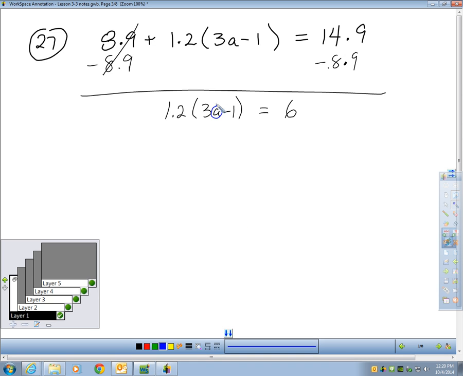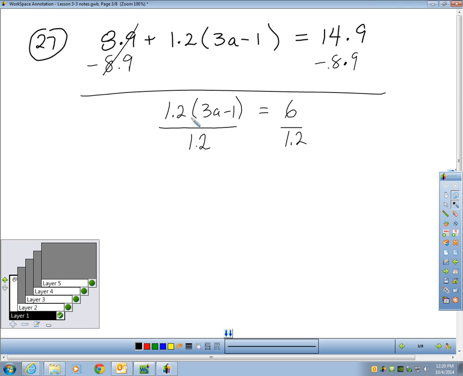Here's the center. Times 3 is the next layer. Minus 1's beyond that. And the outside layer now is a times 1.2. I've got to get rid of that outside layer, I've got to get rid of times 1.2. So let me just undraw my onion. To get rid of times 1.2, obviously I have to divide by 1.2.